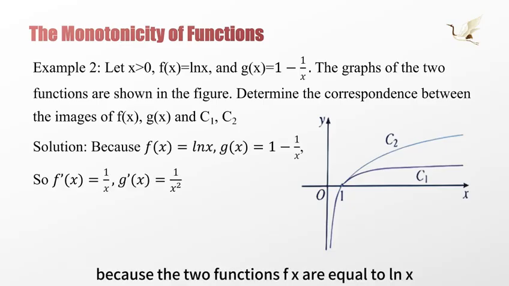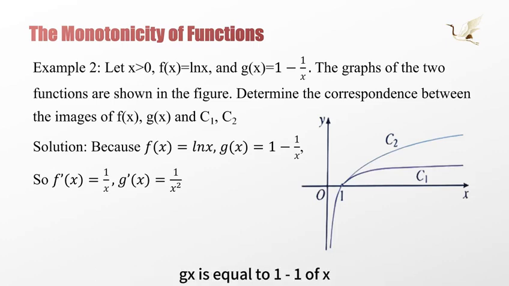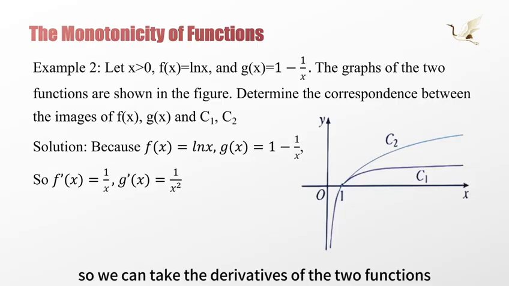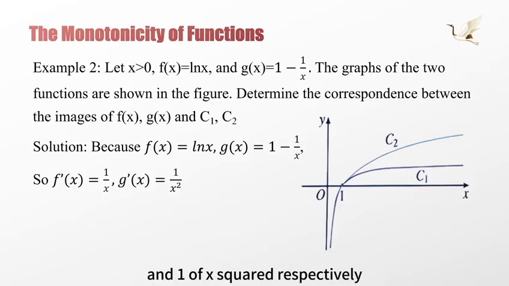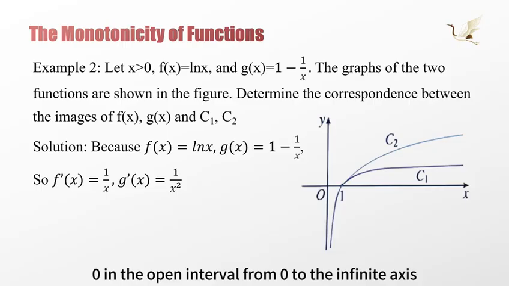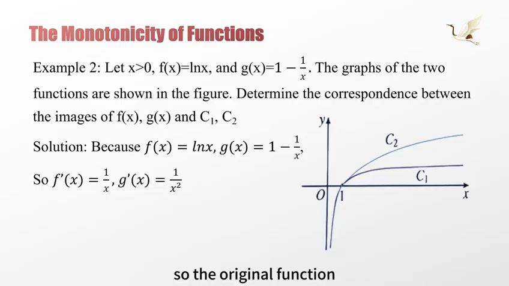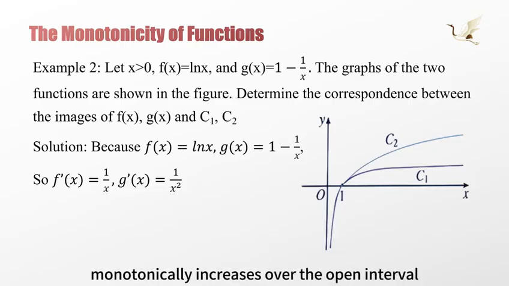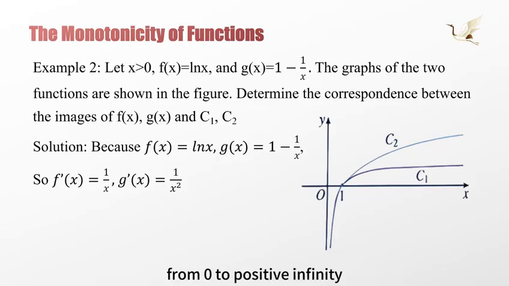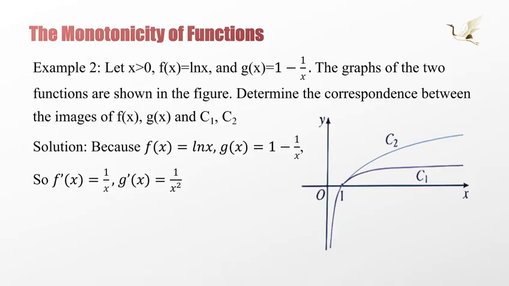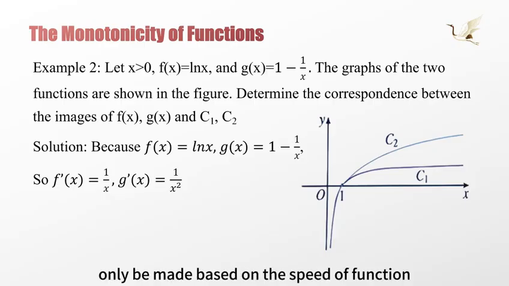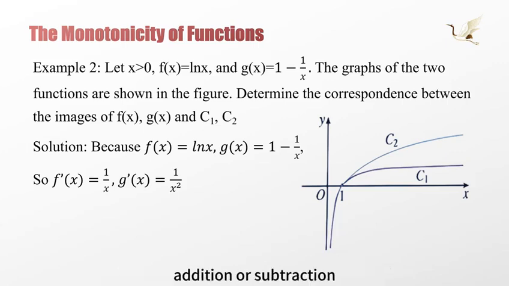Actually, because the two functions are f(x) equals ln x and g(x) equals 1 minus 1/x, we can take the derivatives of the two functions separately and obtain the derivative functions 1/x and 1/x squared, respectively. Both are greater than 0 in the open interval from 0 to positive infinity, so the original functions monotonically increase over this interval. So we cannot use monotonicity to determine the corresponding function. At this point, correspondence can only be made based on the speed of function increase or decrease.